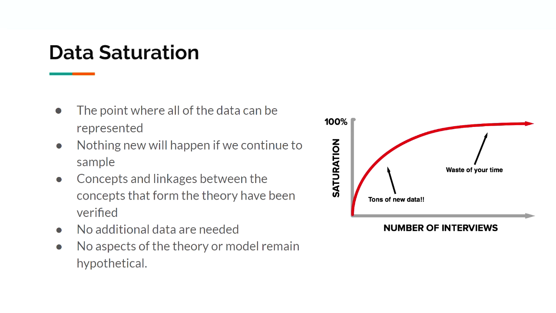Data saturation occurs when all of the data that can be represented is currently being represented, and no new data trends will emerge with the collection of more data. Another way to put this is that if we continue to sample, no new concepts or linkages between the concepts will emerge. No additional data is needed, and no aspects of the theory or model remain hypothetical. Everything is confirmed at this point.